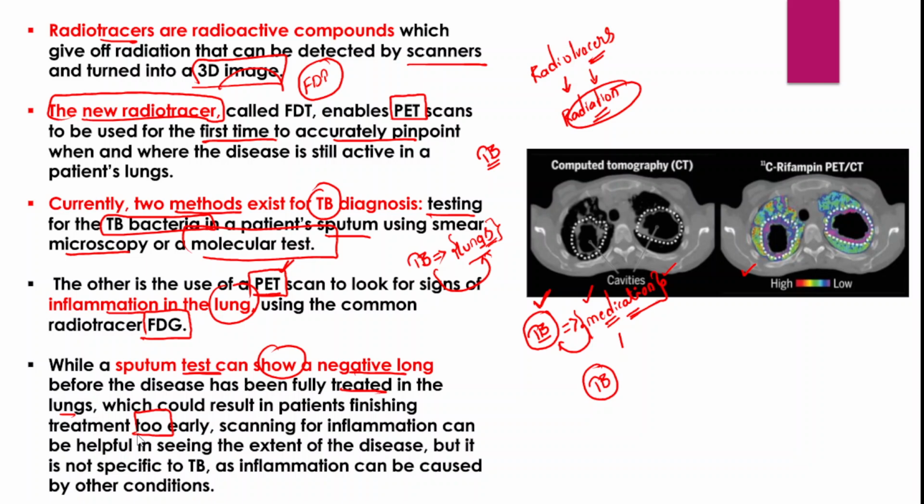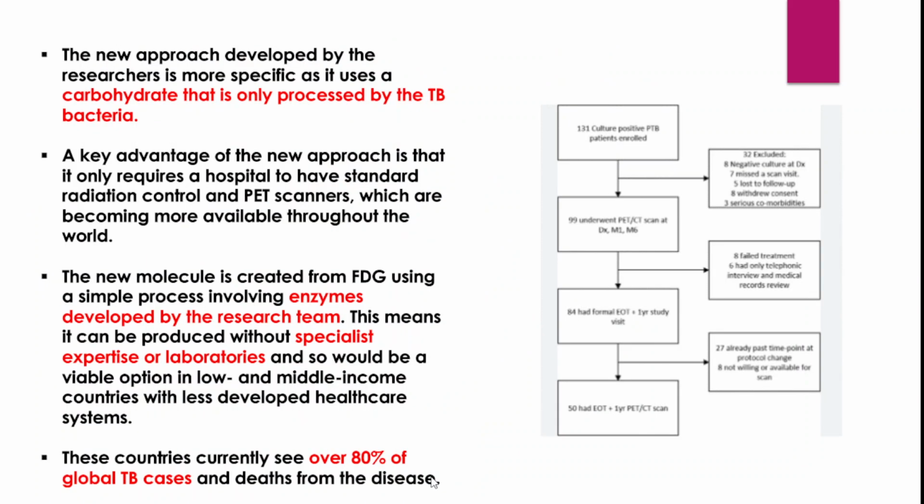And scanning for inflammation can be helpful. Under this PET method, scanning for inflammation in the lungs can be helpful in seeing the extent of the disease, but it is not specific to TB, as inflammation can be caused by other conditions also. However, this new approach which is being developed by the researchers is much more specific than this, and it also uses a carbohydrate. This particular carbohydrate is only processed by the TB bacteria.